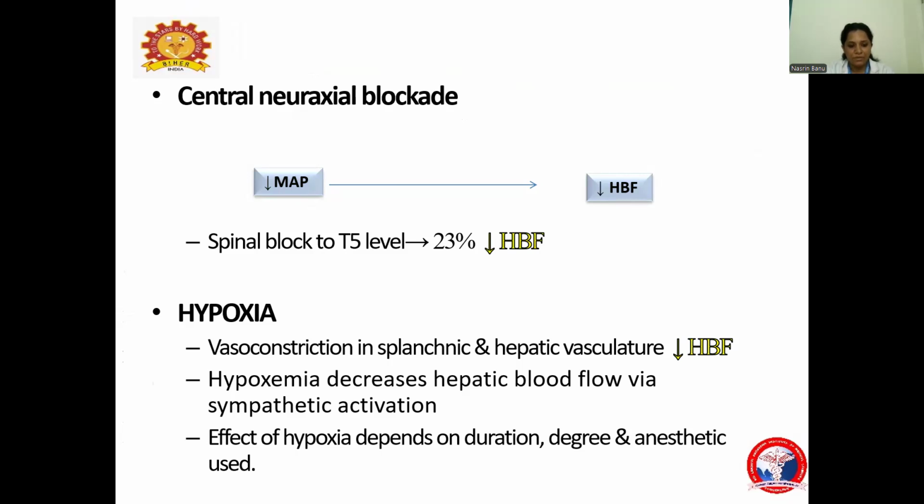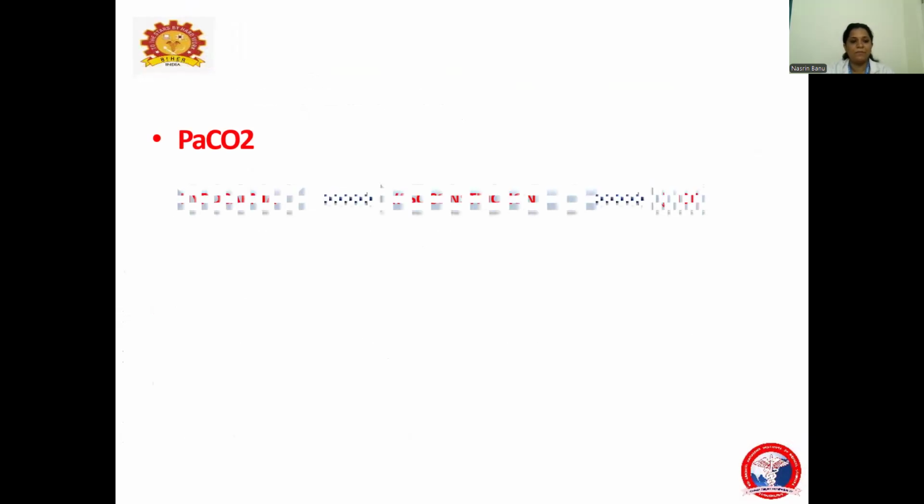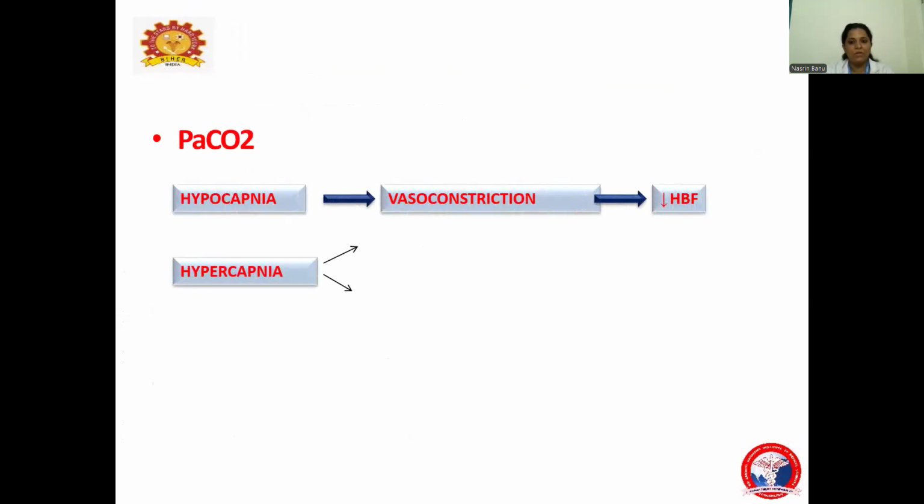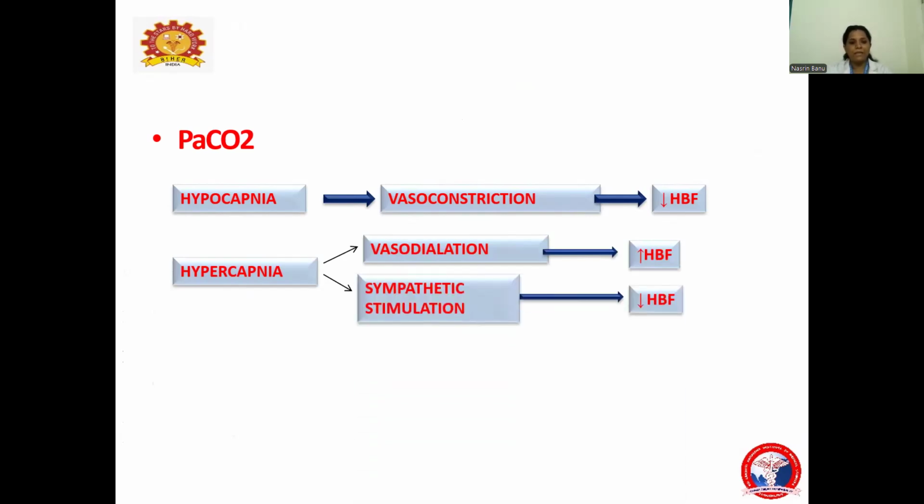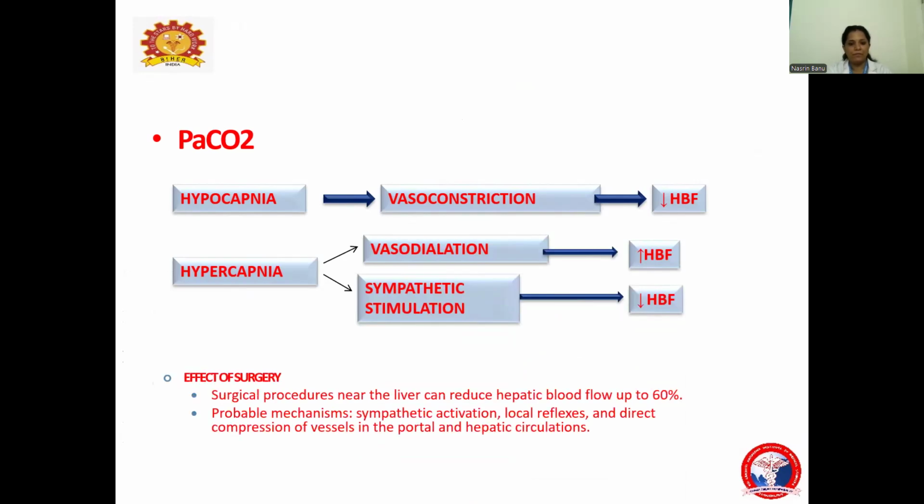The effect of hypoxia depends on the duration, degree, and anesthetic used. PaCO2: hypocapnia causes vasoconstriction, so this will decrease the hepatic blood flow, whereas hypercapnia causes vasodilation, and this will increase the hepatic blood flow. Sympathetic stimulation decreases the hepatic blood flow.